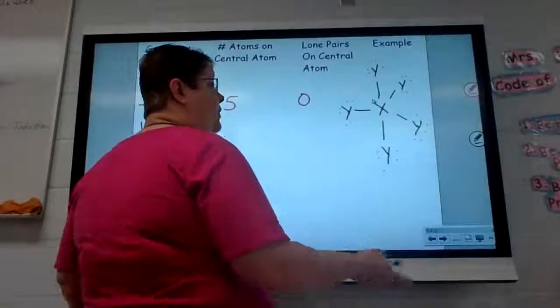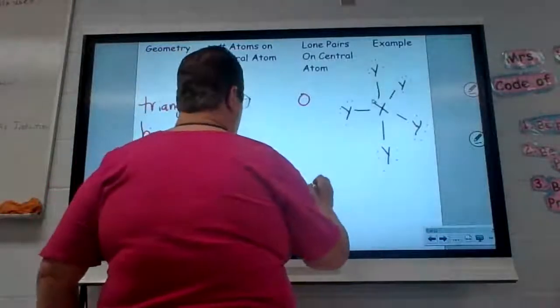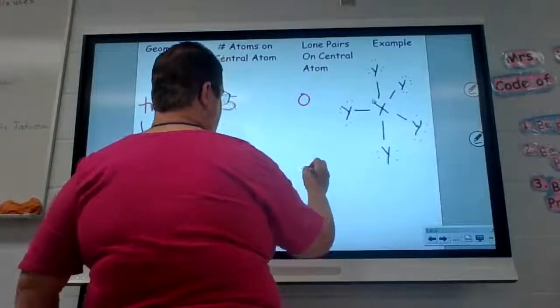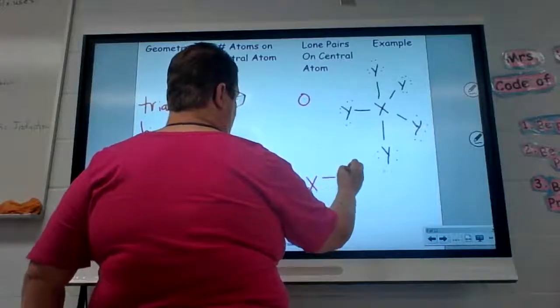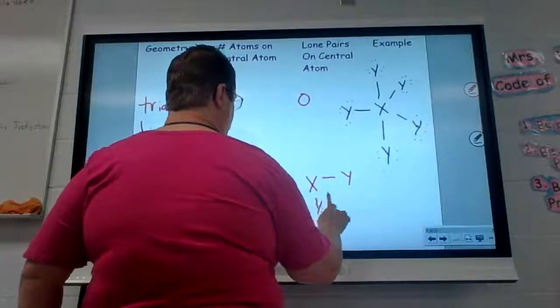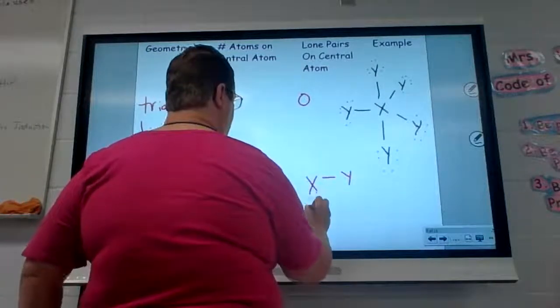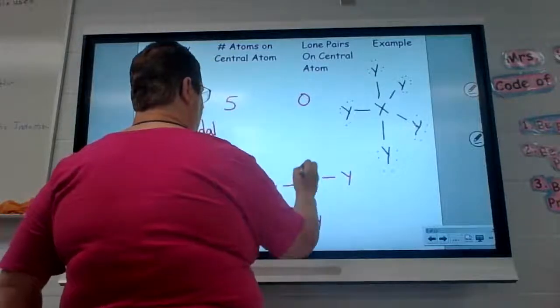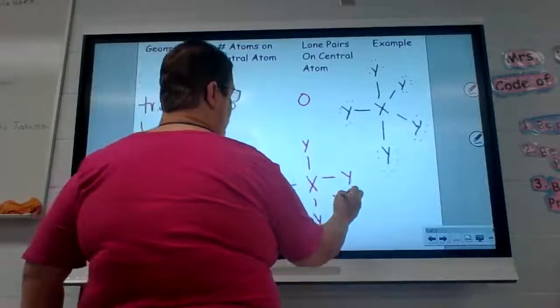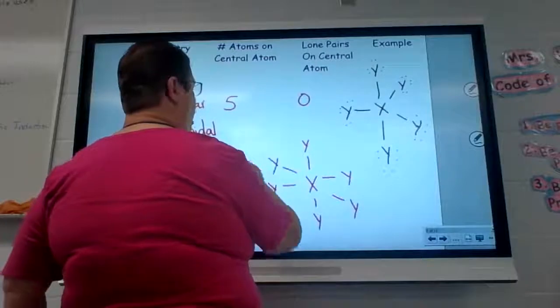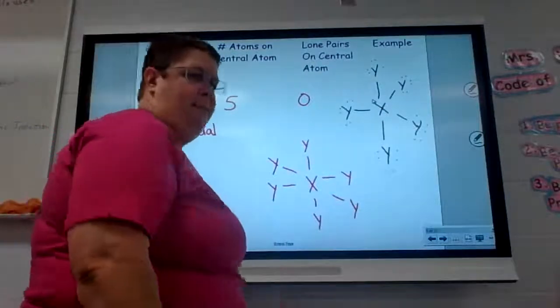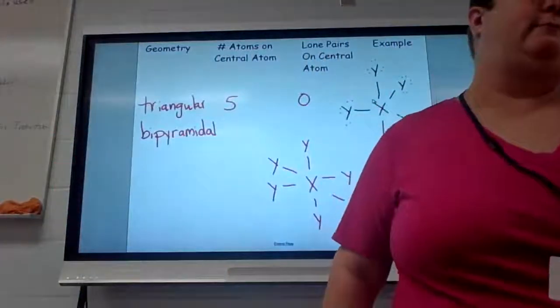So the last one that has no lone pairs has an X in the middle. Let's say a Y. Whoops, I need a line. A Y, a Y, a Y, a Y, and a Y. They all have 6 dots. Okay? It looks like this.